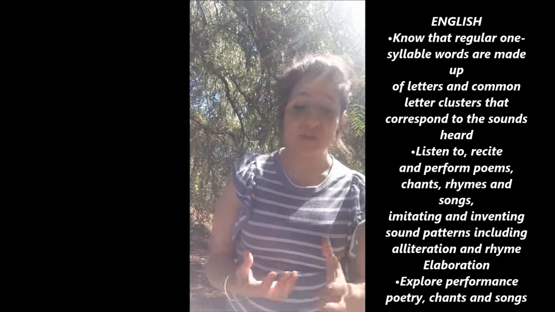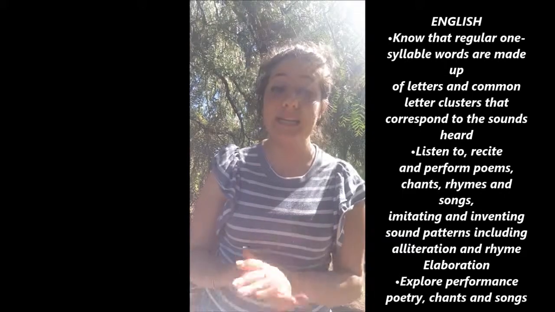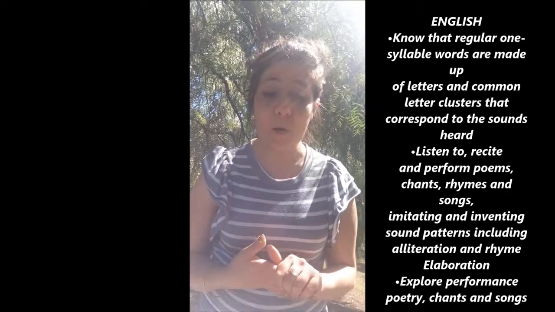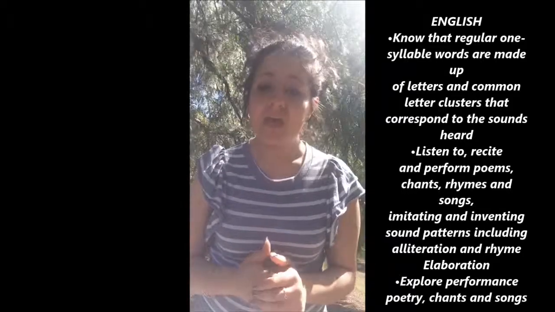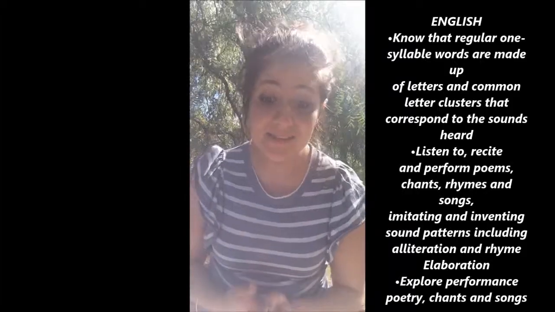In working towards the creation of an installation similar to Beats in the Park, children in levels 1 and 2, which this installation is aimed for, need to firstly work on building up and acquiring knowledge and skills in a range of curricular areas. In the English domain of the Australian curriculum, children by the end of levels 1 and 2 are expected to know that regular one-syllable words are made up of letters and common letter clusters that correspond to the sounds heard, listen to, recite and perform poems, and invent sound patterns including alliteration and rhyme, and explore performance poetry, chants and songs in nature and in seasons.